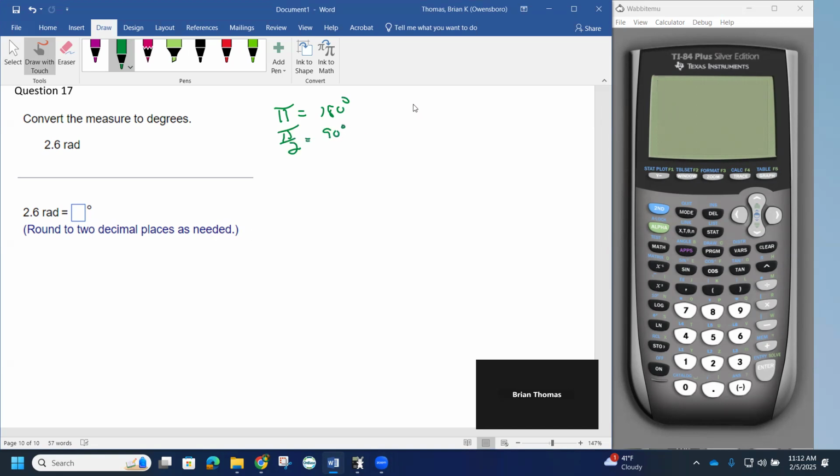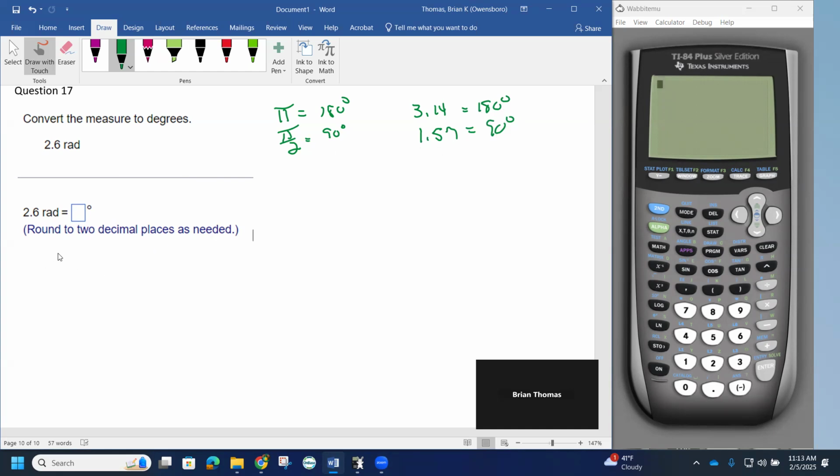Well, we know that pi is the same thing as 3.14, so 3.14 radians is the same thing as 180 degrees. And half of 3.14, I believe we've been saying 1.57. 1.57 is 90 degrees. So 2.6 radians has to be between 180 and 90 degrees. So it's somewhere between 90 and 180 degrees is where we're looking.